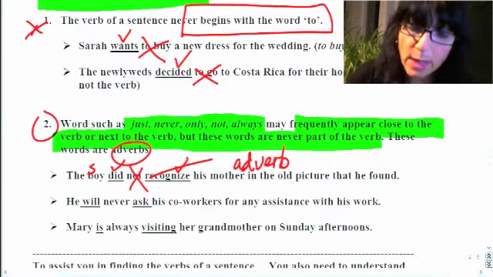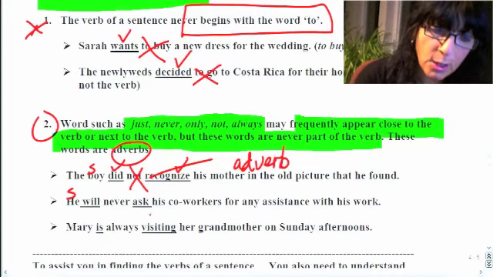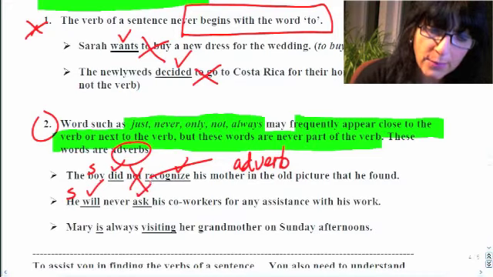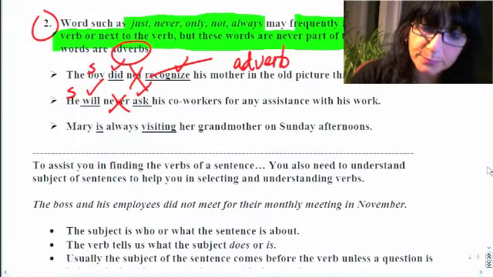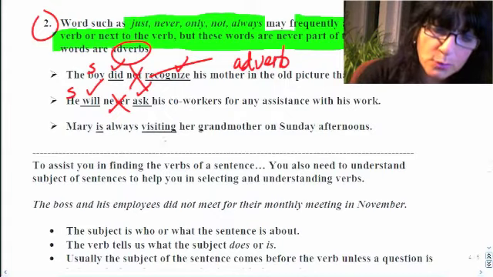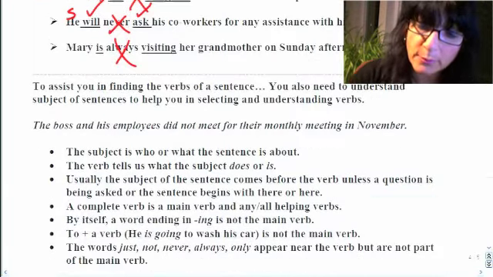Next one, he will never ask his co-workers for any assistance with his work. Subject is he. You've got the verb ask and the helper verb will. You've got the word never. That becomes an adverb. It's not part of the subject. Mary is always visiting her grandmother on Sunday afternoons. The main verb is visiting. The helper verb is. Always is in between the two verbs, but it's an adverb. It's not part of the main verb.